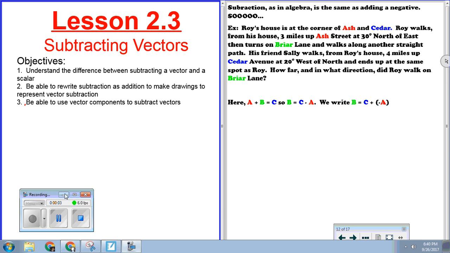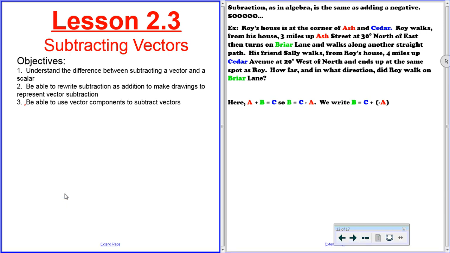All right, here we go. So today's our last lesson on vectors. Today we're going to learn about how to subtract vectors.